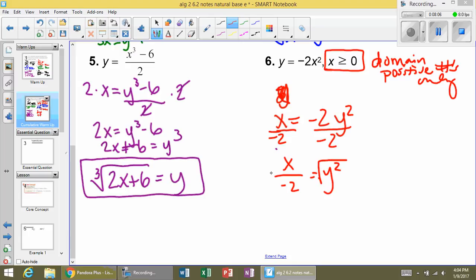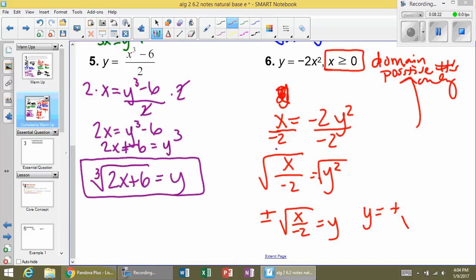And then we're going to take the square root of both sides. So we'll have plus or minus the square root of x divided by negative 2 equals y. And remember, we wanted the positive only, so our inverse function is actually going to be the positive version, the square root of x divided by negative 2.